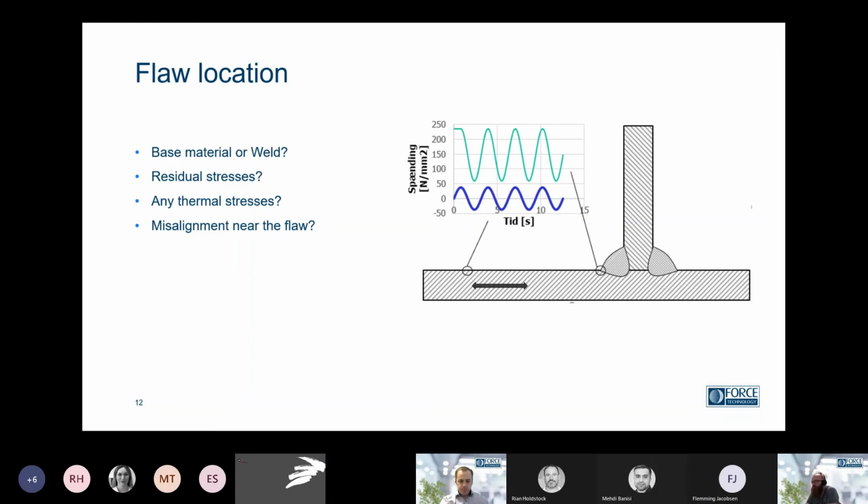And that also affects both your critical flaw size based on the fracture toughness, but also the fatigue crack growth curve if we are going to look into fatigue crack growth. We need to consider thermal stresses and if there is any misalignment near the flaw.